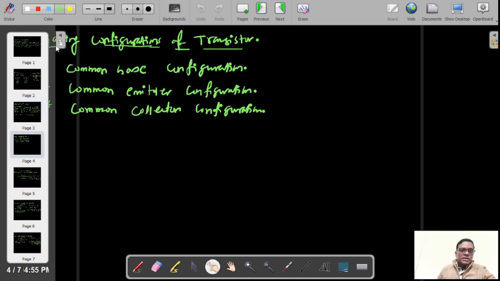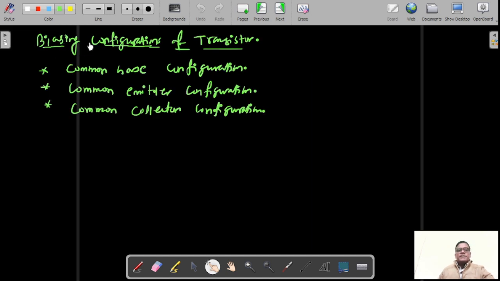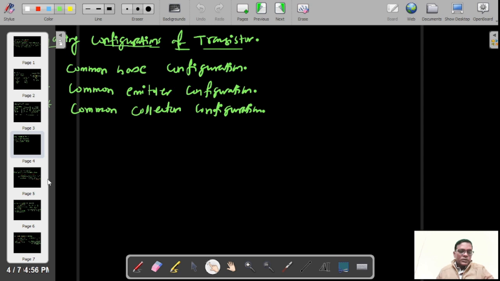Now moving to the next slide. The biasing configurations of transistors. Generally we use three biasing configurations, that is common base configuration, common emitter configuration, and common collector configuration. In short, we call the common base configuration the CB configuration, the common emitter configuration the CE configuration, and the common collector configuration the CC configuration. So one by one we will check.